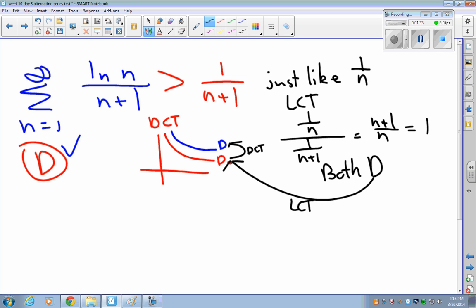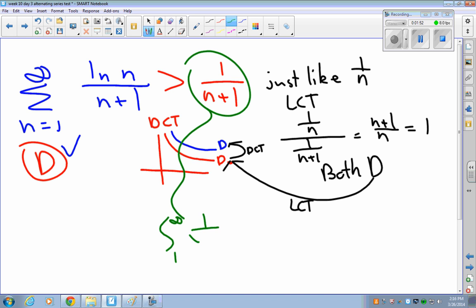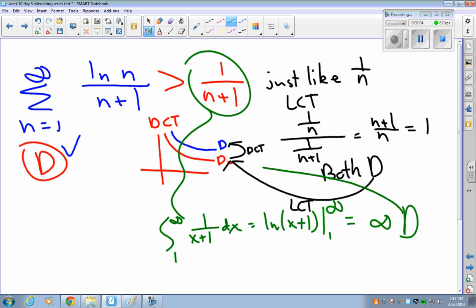What's up? 1 over n plus 1. Yes, C. So then, instead of all of the black that I just did, you could take this, go, let me integrate from 1 to infinity of 1 over x plus 1 dx. That is ln of x plus 1 from 1 to infinity. That blows up. He diverges. So since he diverges, yeah.